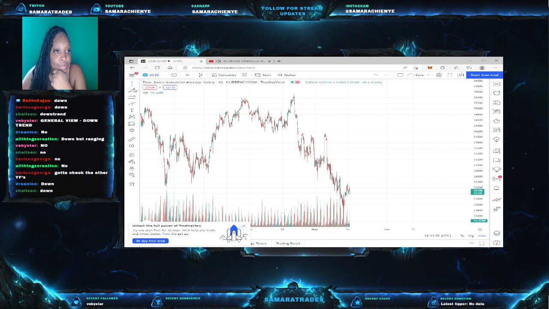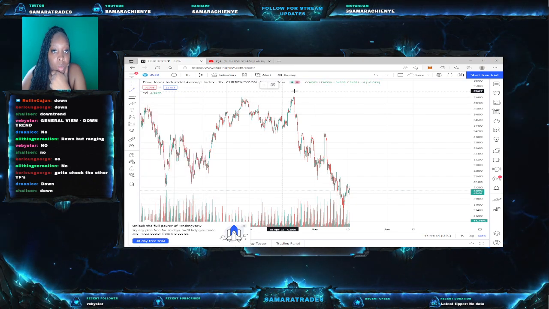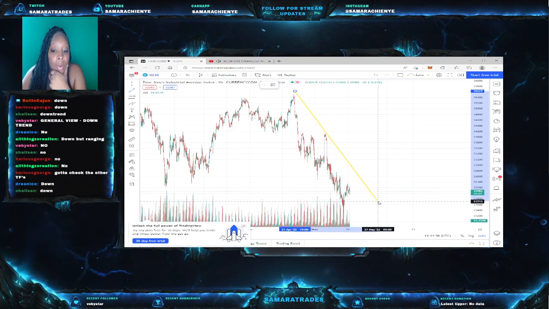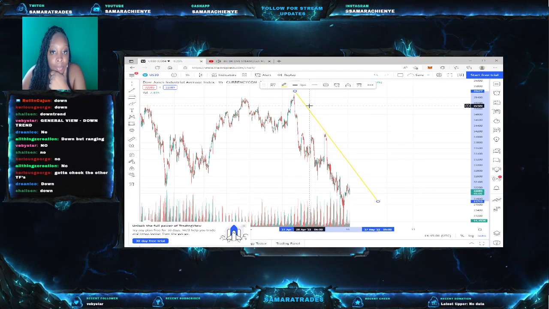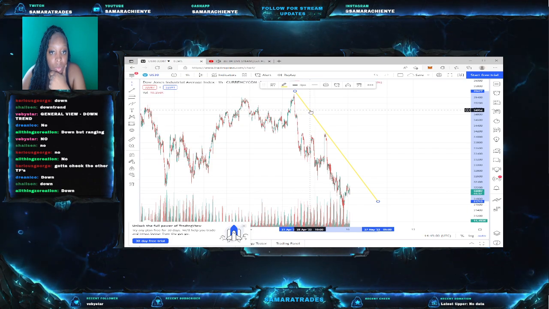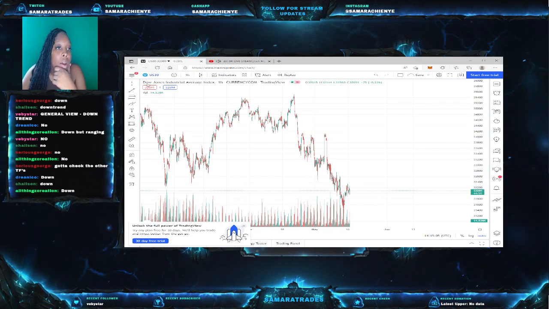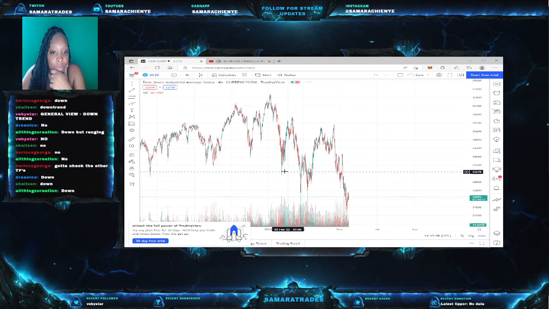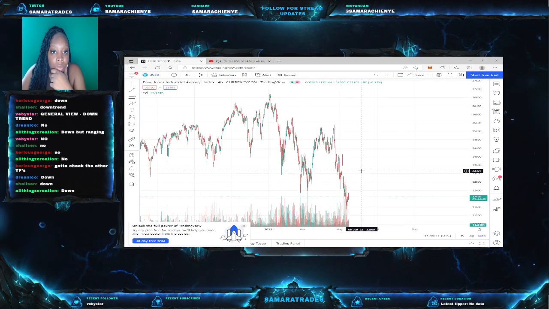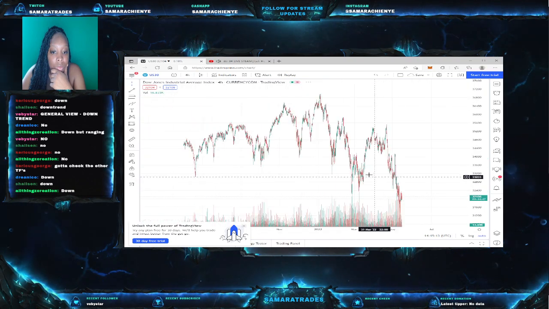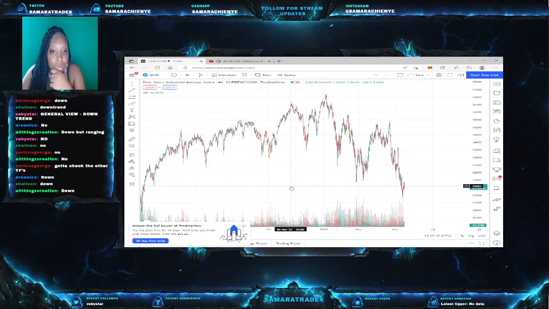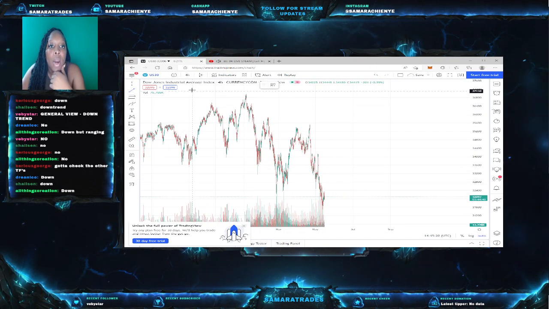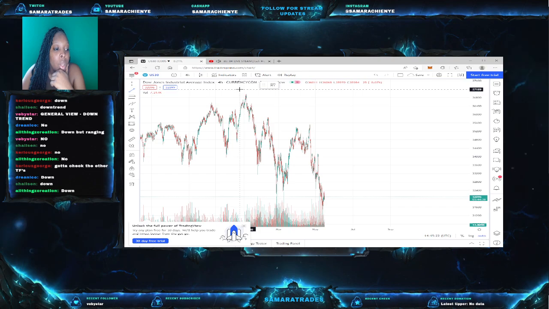Right, so this is our downtrend. This is on the 1 hour. All right, next time frame, we're looking at the 4 hour. Y'all tell me what y'all see. This is the 4 hour. What do y'all see?